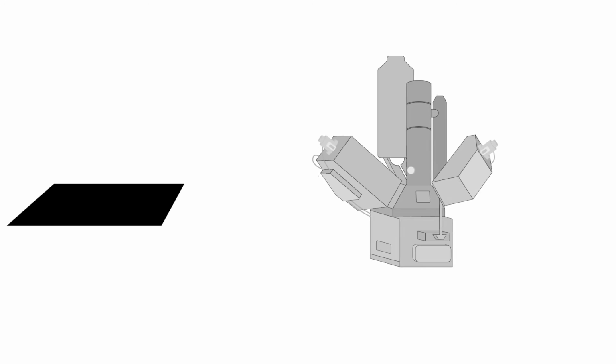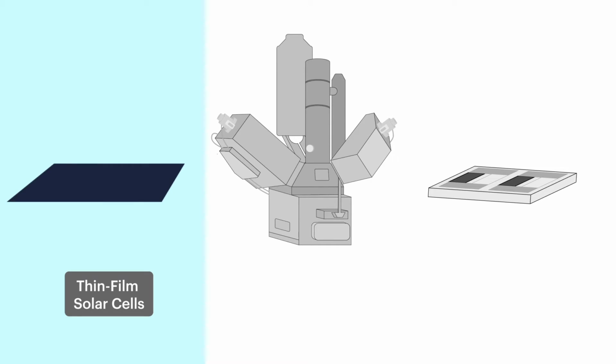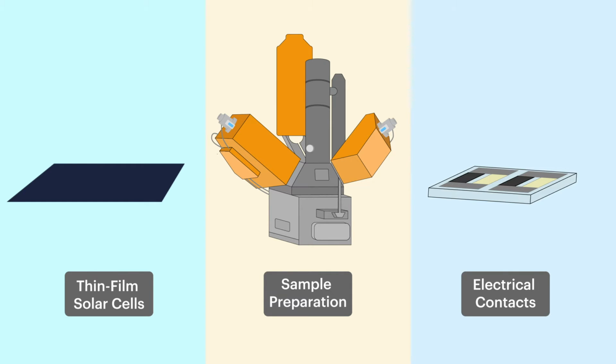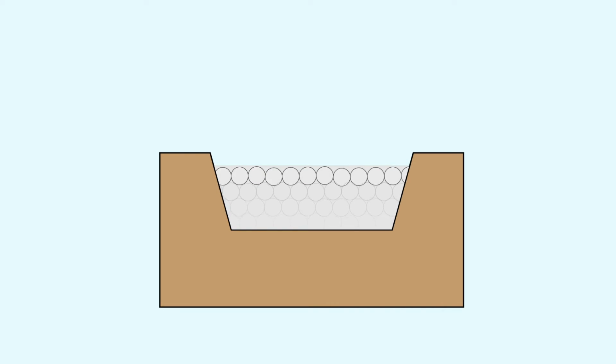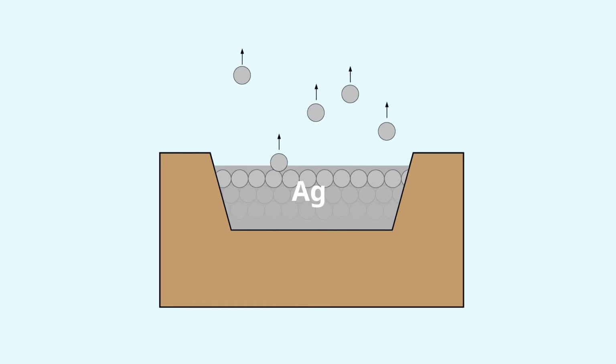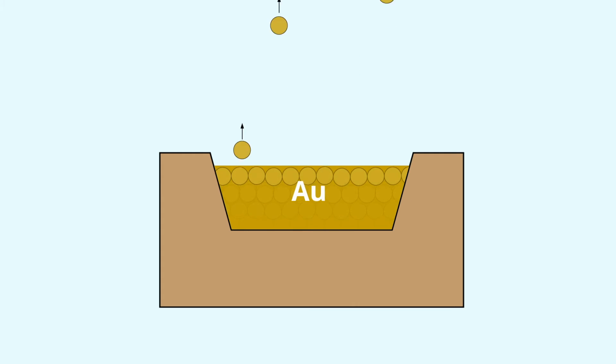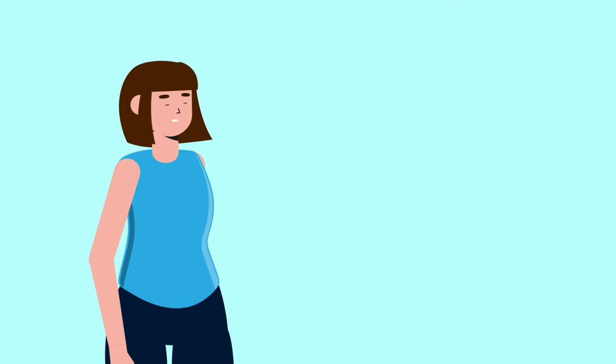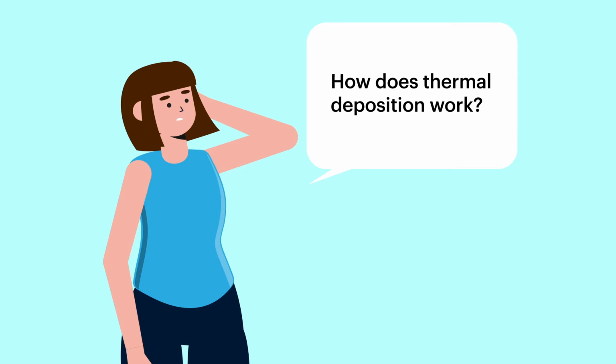When it comes to producing thin metal films for solar cells, sample preparation for microscopy techniques such as SEM, electrical contacts, and much more, thermal evaporation is one of the most well-established physical vapor deposition techniques. It can be used to deposit chrome, aluminium, silver, gold, and many other metals onto a range of substrates. But how does thermal deposition work?